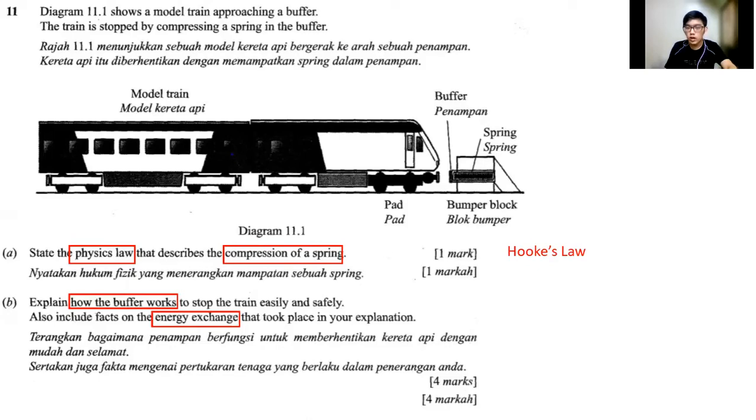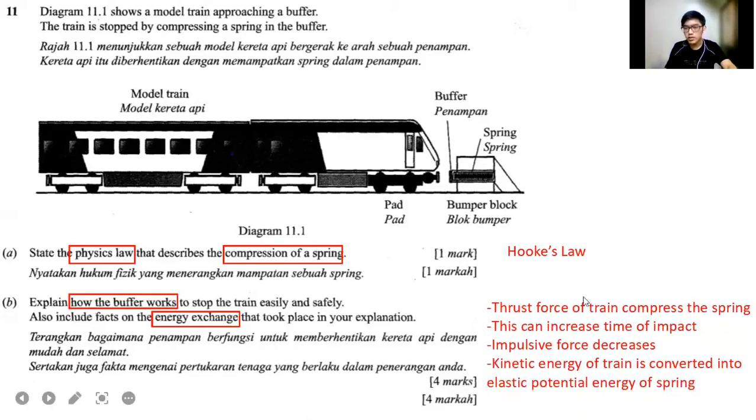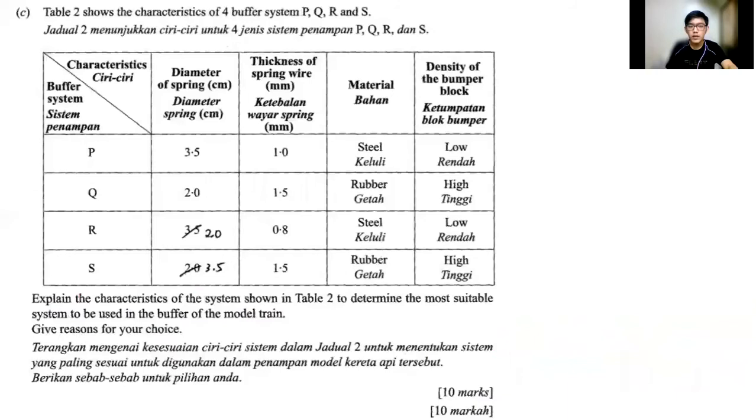So after that, by concluding all the points that I mentioned just now, we can write in this way. The thrust force of the train will compress the spring and increase the time of impact. So the impulsive force can be decreased and kinetic energy is converted into elastic potential energy, which is 4 marks given here.